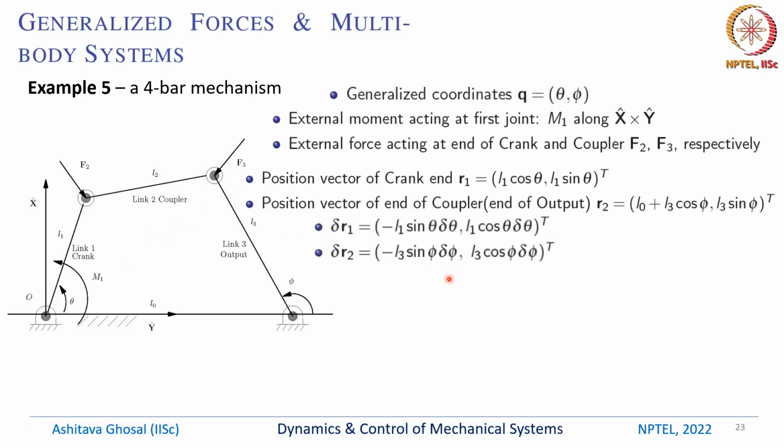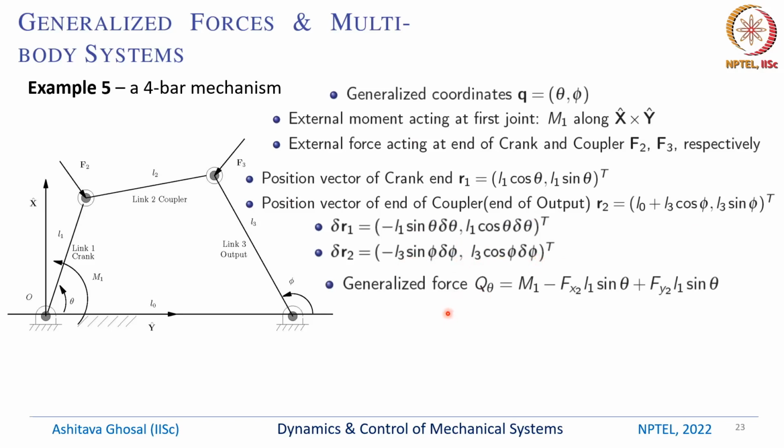The delta R1 and delta R2 can be obtained by the derivatives of these vectors, which is minus L1 sine theta delta theta and L1 cos theta delta theta. This is delta R1. Delta R2 is the derivative of this R2 vector, which is given by minus L3 sine phi into delta phi plus L3 cos phi delta phi. So you can see that the derivative of L0 will go away because it's a constant, and then we are left with this minus L3 sine phi delta phi and L3 cos phi delta phi.